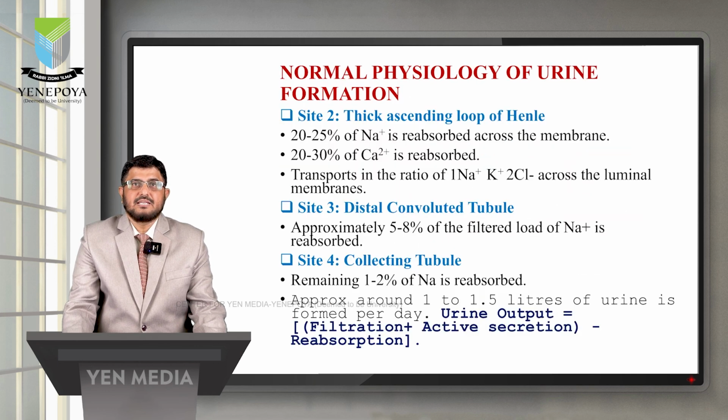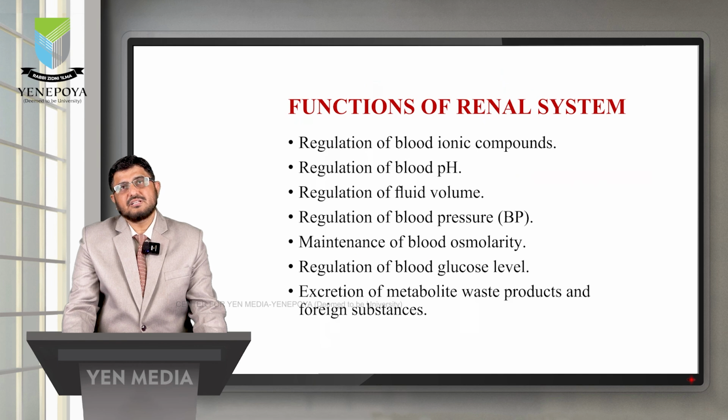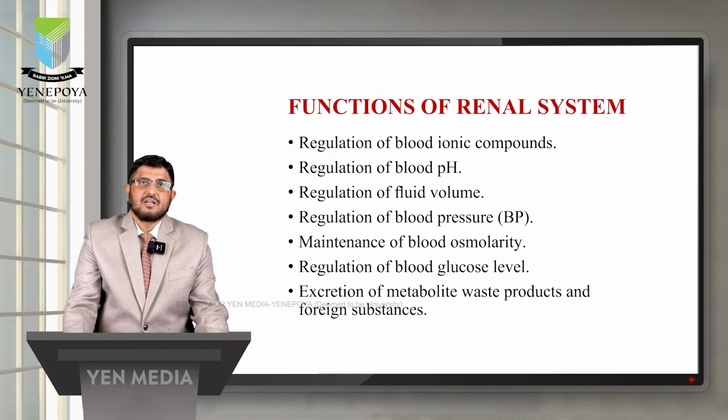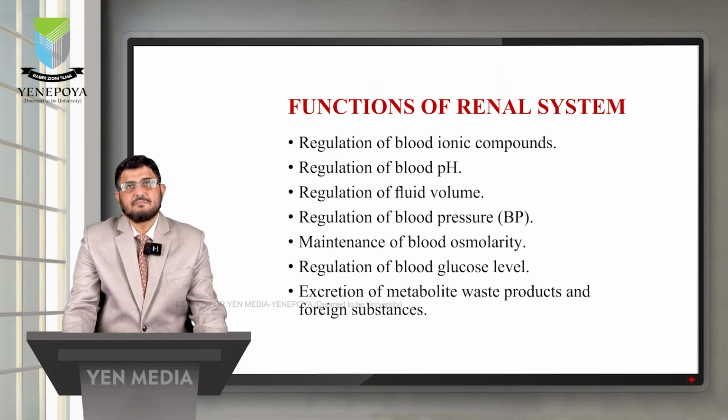So we are coming to the next topic, that is the function of the renal system. The renal system regulates blood ionic compounds, regulates blood pH, regulates fluid volume, regulates blood pressure, maintains blood osmolarity, regulates blood glucose level, and excretes metabolic waste products and foreign substances. These are the main functions of the renal system, where the nephrons play an important role in all these regulations.